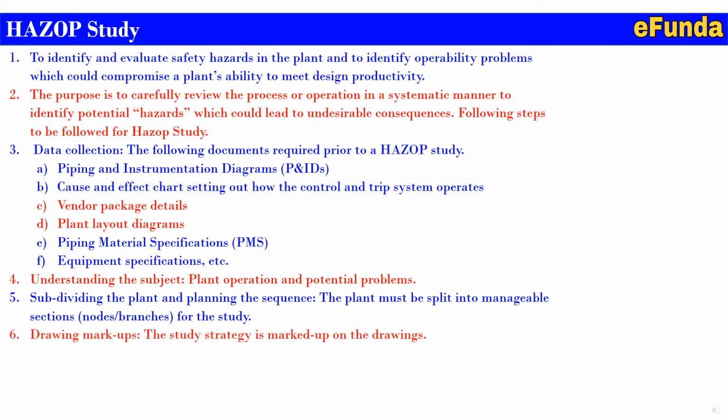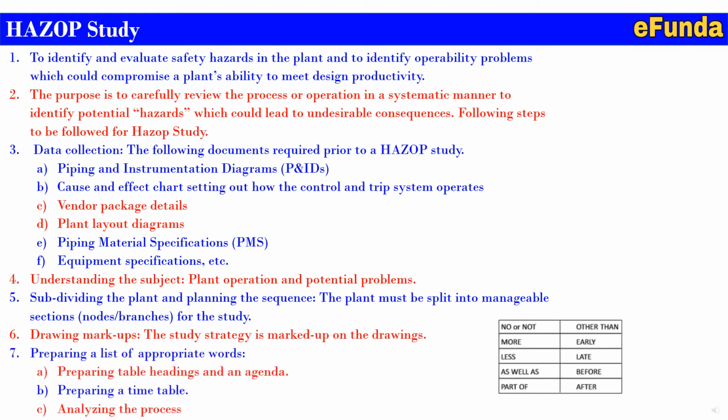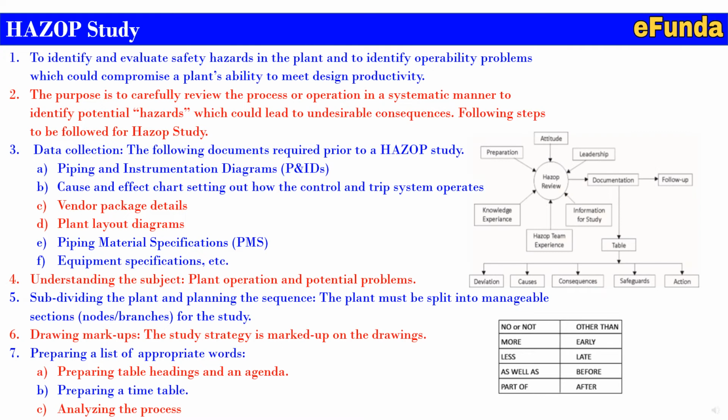Sixth, drawing markup. The study strategy is marked up on the drawing. Preparing a list of appropriate words is like preparing a table heading and agenda, where we will see the guide words: no or not, more, less, as well as, part of, other than, early, late, before, after. This is how the words are being used. Then prepare a timetable and analyze the complete process.